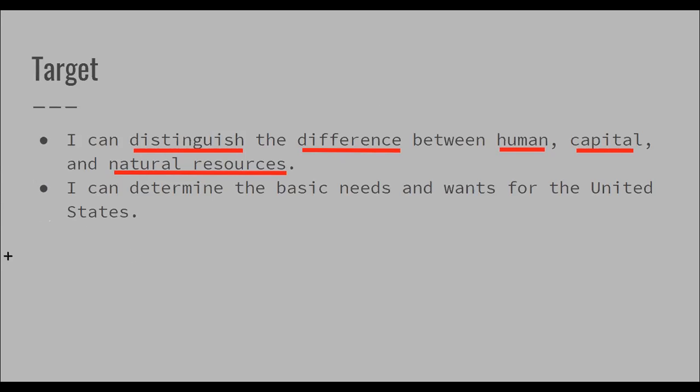We are going to start talking about the needs and wants for just the United States. So we're going to determine the basic needs and wants for the people or the consumers in the United States. So these are the things we'll be focusing on today.